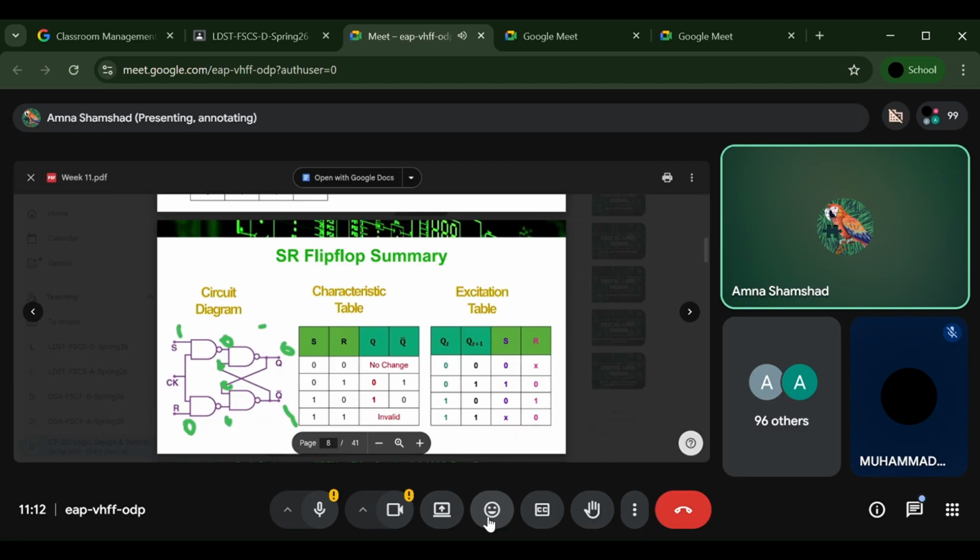So this was the cross couple 0 and this was the cross couple 1. So this 0 1 will change this 0 to 1, and this 0 0 will change this into 1. Okay, so you can also verify this. Quickly coming to the next. This is my SR.